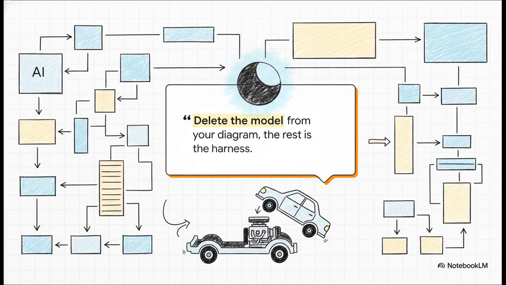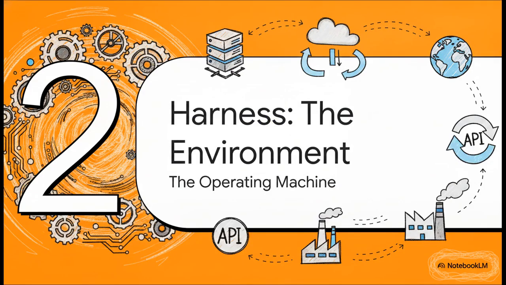This forces us to stop all this model worship and actually shift our focus toward real engineering. The intelligence of the model, that's just the engine. You still have to build the entire car around it. And that car is what we are calling the harness. Which brings us to part 2, harness, the environment, the operating machine.